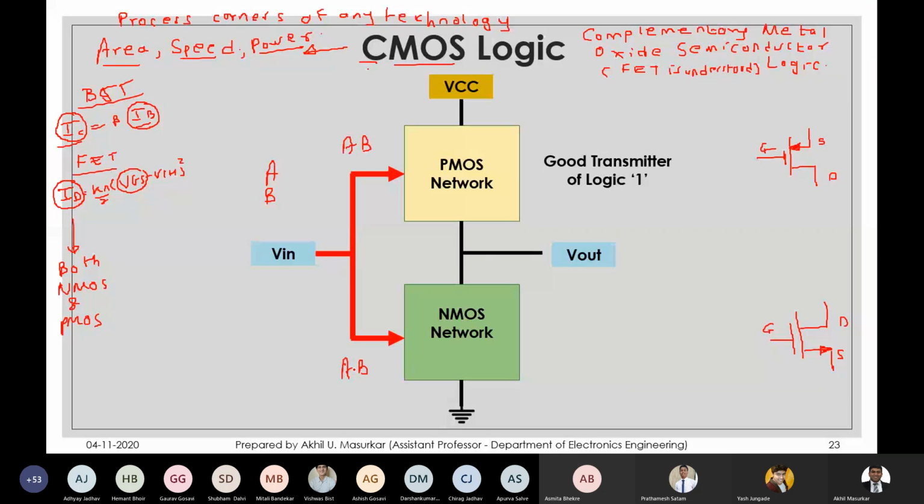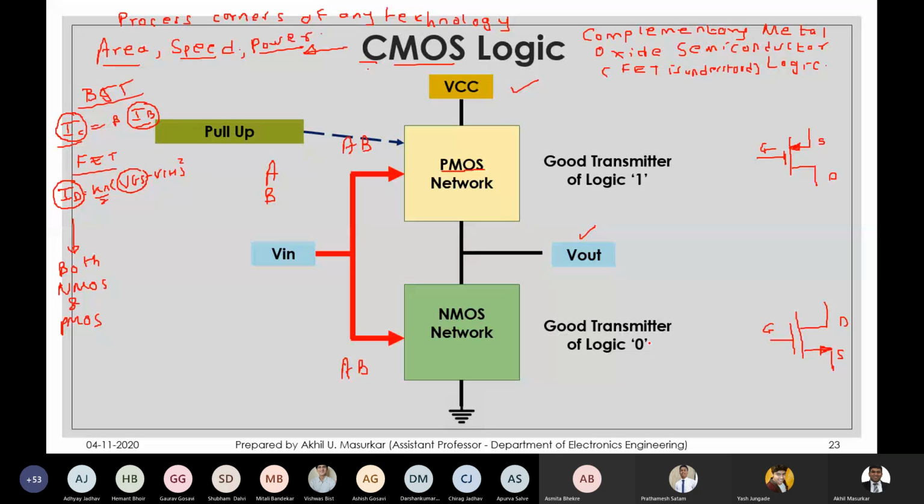PMOS is a good transmitter of logic 1. That is why if I want to connect the output to VCC, it has to be through a PMOS. If I want to connect the output to ground, then it has to be through an NMOS. That is my NMOS network, a good transmitter of logic 0.